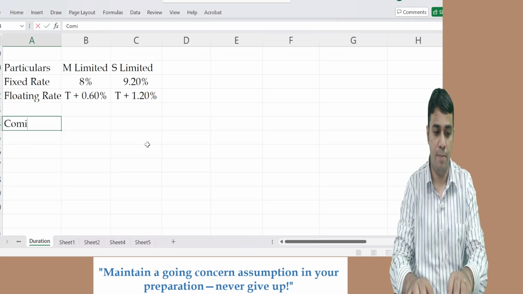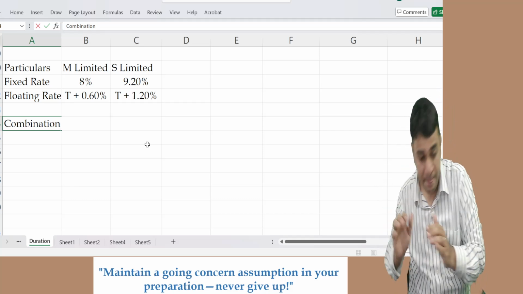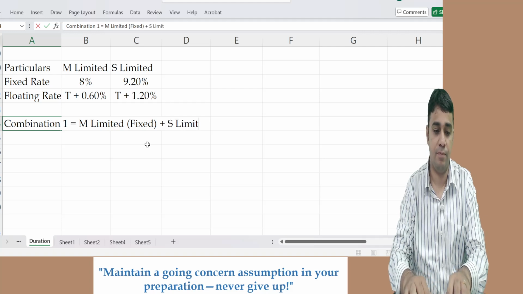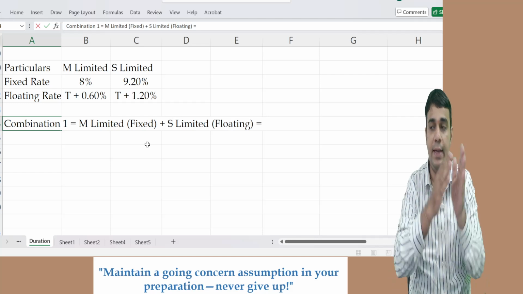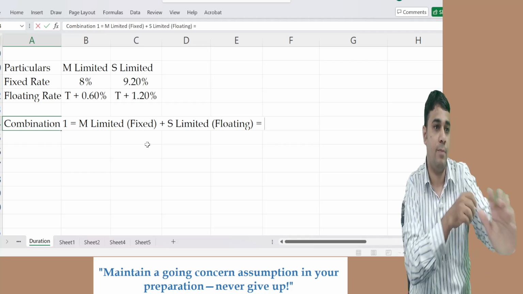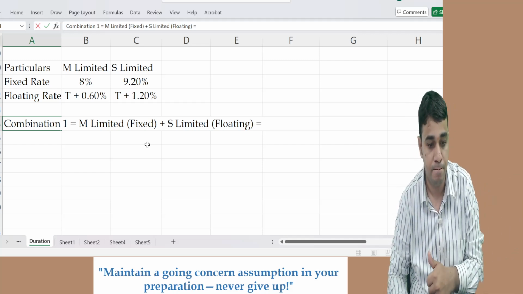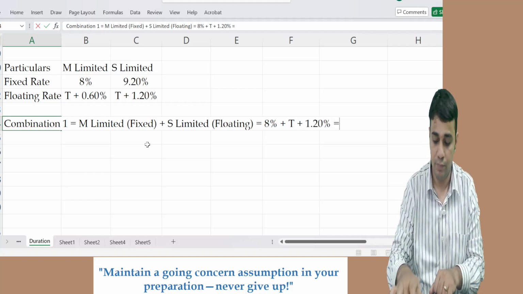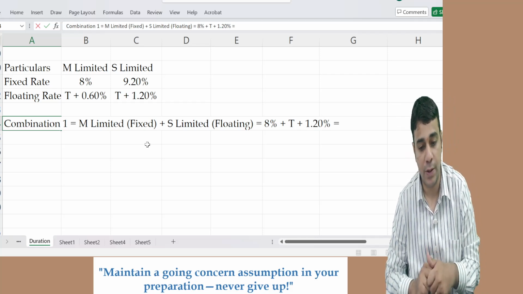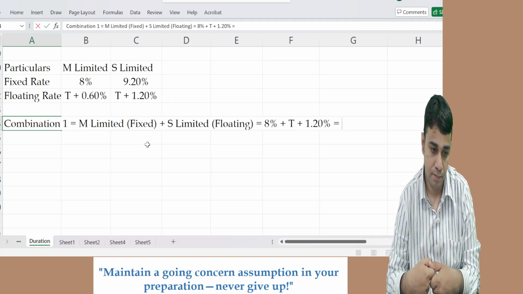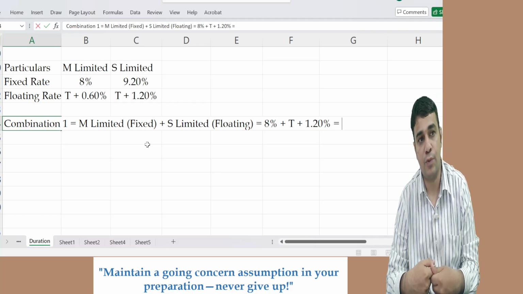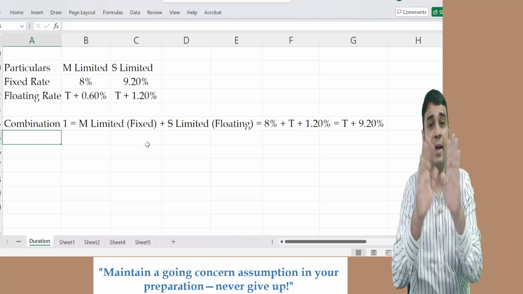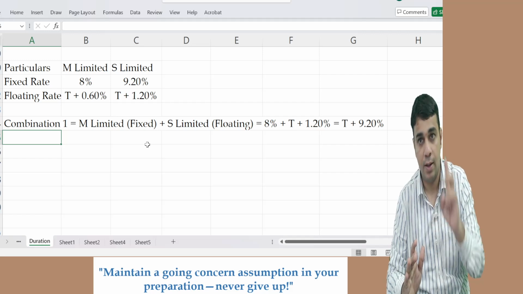Combination 1: M Limited fixed, S Limited floating. Please add the numbers. Just put a total: 8 plus T plus 1.2. M will go for fixed, S will go for floating. M is 8% plus T plus 1.2%. Put together we get T plus 9.2%.